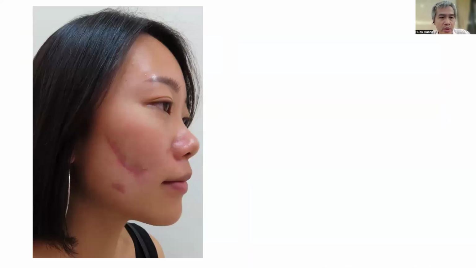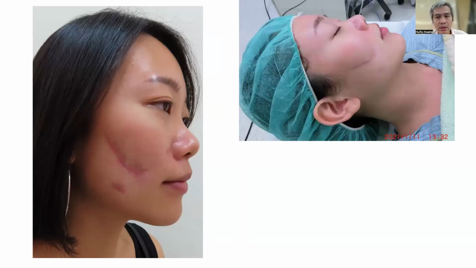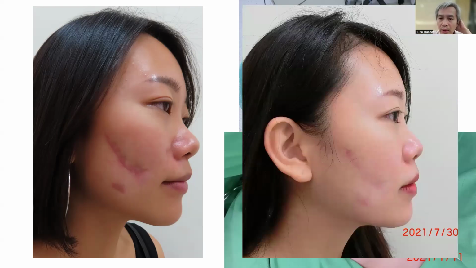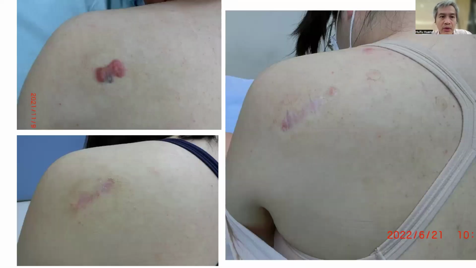This is a young lady with a right cheek pigmented scar resulting from trauma. So I made a scar excision with a W-plasty. Finally, the result became less obvious. This is an elevated hypertrophic scar, and I treated it with a steroid injection combined with laser treatment. So the scar was alleviated and became less obvious.